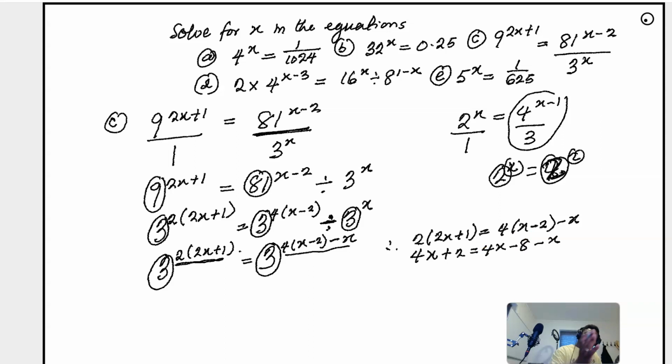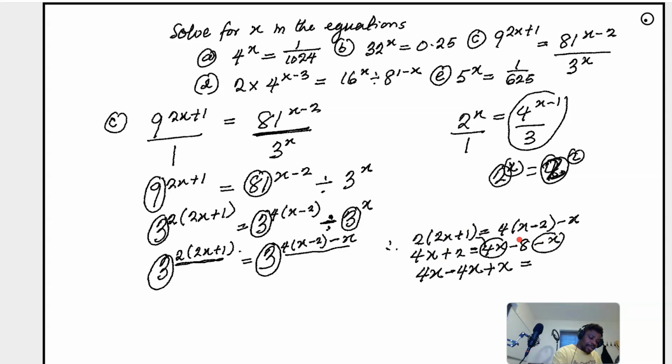Let's take all the x's to one side. So 4x is here. Remember, every natural number, 1, 2, 3, always has a positive sign in front of it, so 4x is plus 4x. When plus 4x crosses over to the other side, it becomes minus 4x. This is minus x, and when it crosses over to the other side, it becomes plus x.